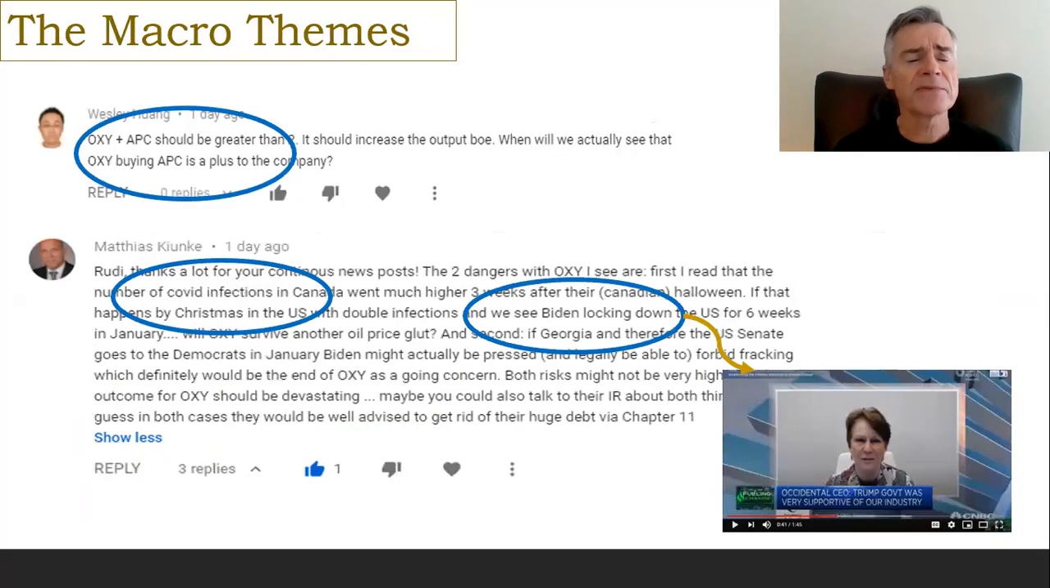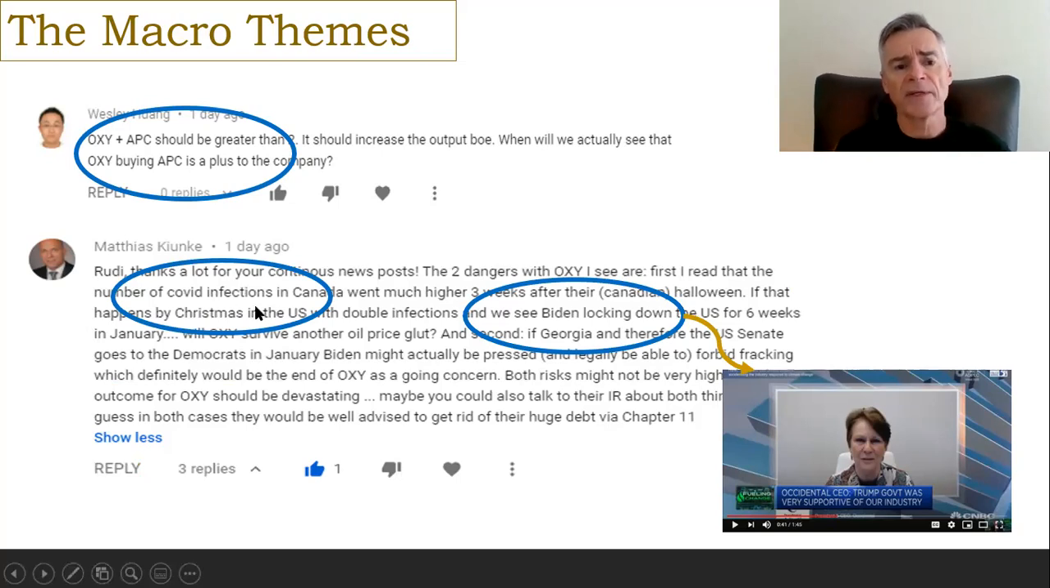A couple of macro themes. So Wesley posed the question and said, shouldn't Occidental and Anadarko be greater than the sum total of the parts? If I can put some words into Wesley's mouth for him. The answer to that is probably yes. Regrettably, you're going to have to take a long-term view on that, because the combination of assets are really good assets, but it's going to take a substantial amount of time, several years, before we actually, as shareholders, derive good value from those assets that were acquired in the Anadarko acquisition about a year ago.